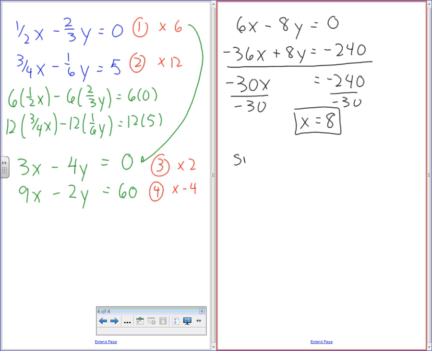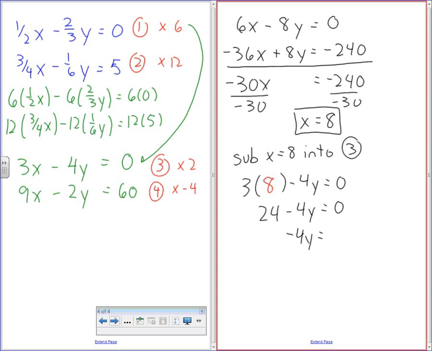So I'm going to sub x equals 8. So it's going to be 3 bracket 8, minus 4y equals 0. 24 minus 4y equals 0. Negative 4y equals negative 24. y equals 6.